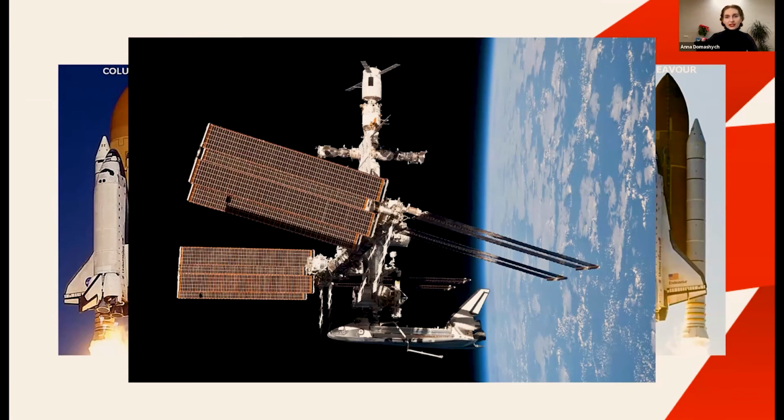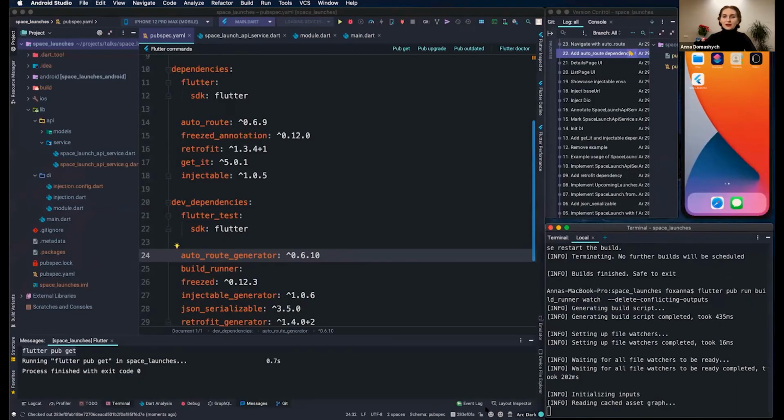In this image, the space shuttle Endeavour is docked to the International Space Station, flying at an altitude of approximately 350 kilometers. This was the final mission of Endeavour in 2011. Since then, NASA's entire space shuttle fleet has been retired. Okay, back to our project now.